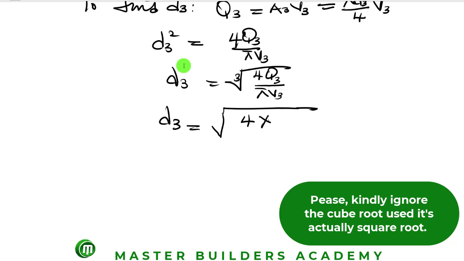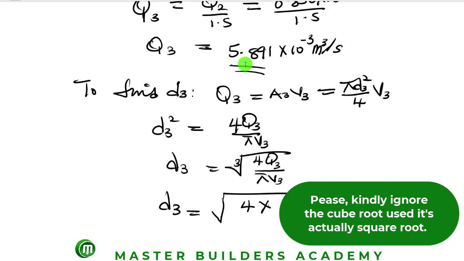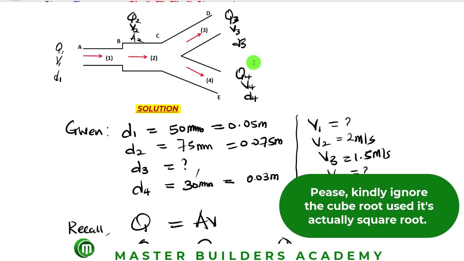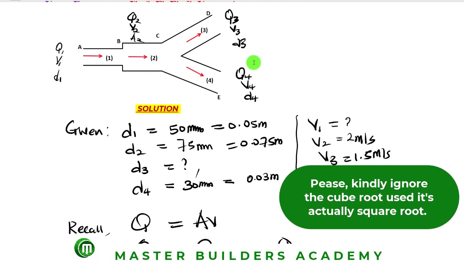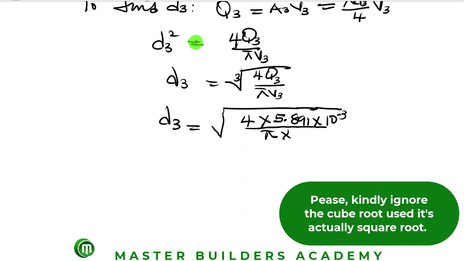All right, so in order to find D3, we just put in the values. 4 times, so we check up here. What is our Q3? Look at it here. Q3 is 5.891 times 10 raised to the power of negative 3, all over pi multiplied by V3 as we were given from the question. You can check it here. V3 was given as 1.5. Can you see it? So let's move down and put in the value of V3. So we have 1.5.